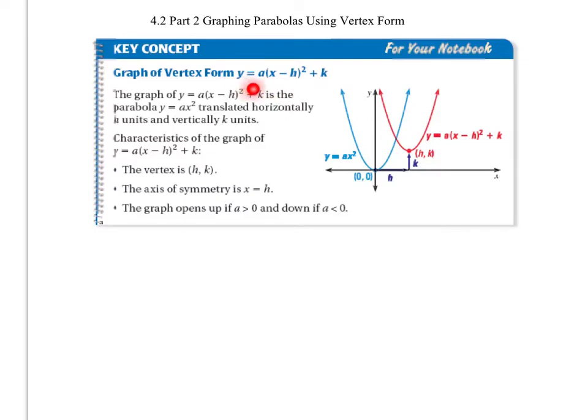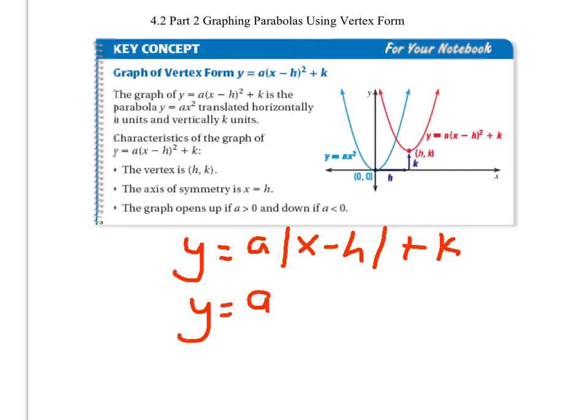This form, y equals a times x minus h squared plus k, as I said, is really no different than anything we've used already. One small difference, if you'll remember, the former equation for absolute value is y equals a times the absolute value of x minus h plus k. Here, we're looking at y equals a times x minus h quantity squared plus k. The basics are really no different, where h and k are the vertex.